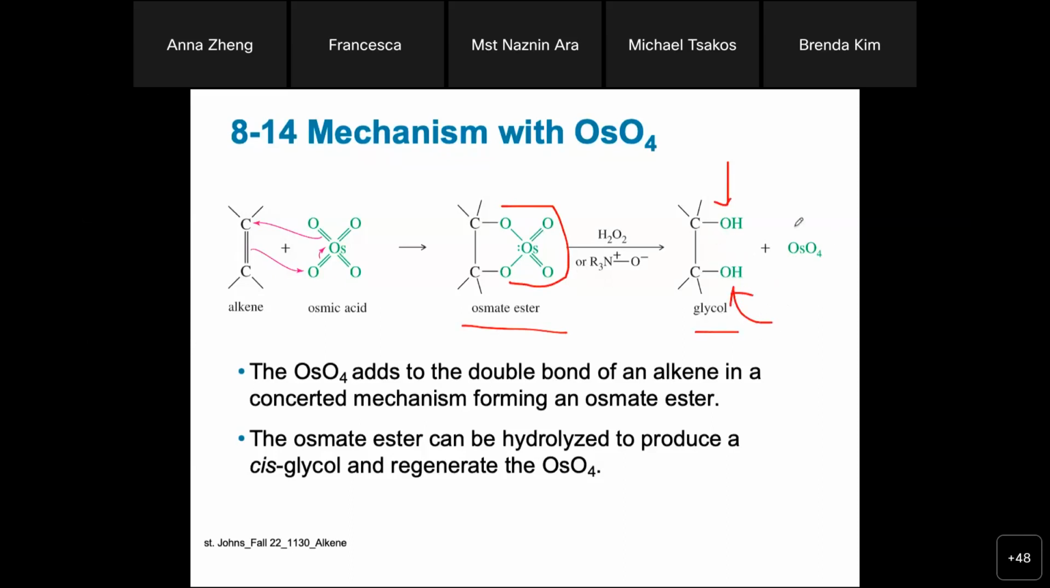And we can also see that this is the leaving group after producing the final product. So the osmate ester can be hydrolyzed to produce a cis glycol and regenerate the reagent. It seems the two functional groups are on the same side, so we can say this is the cis glycol.